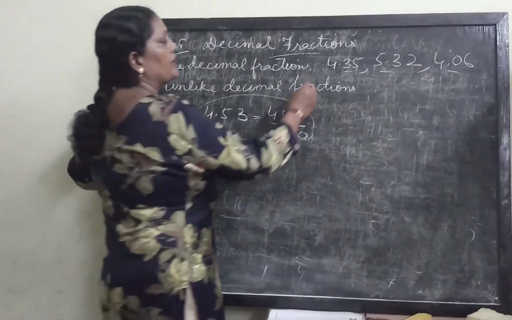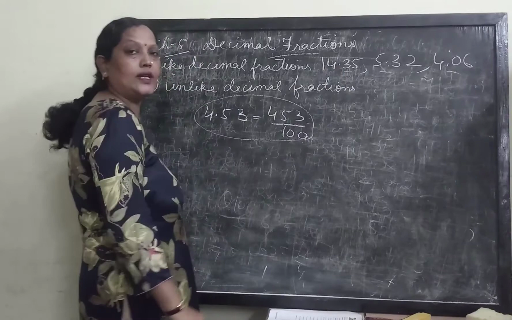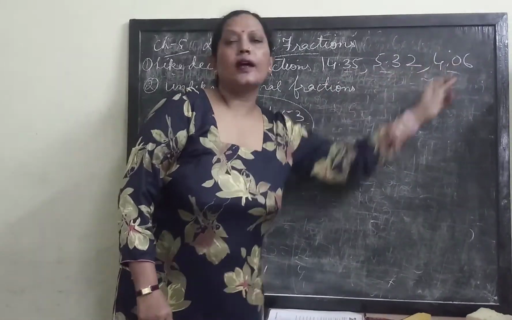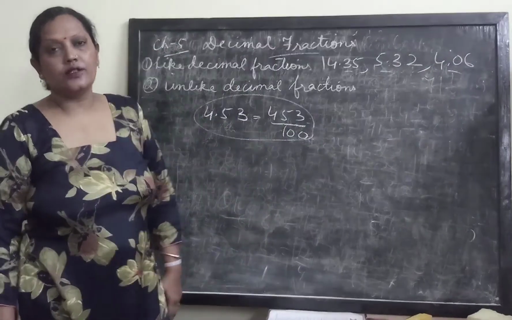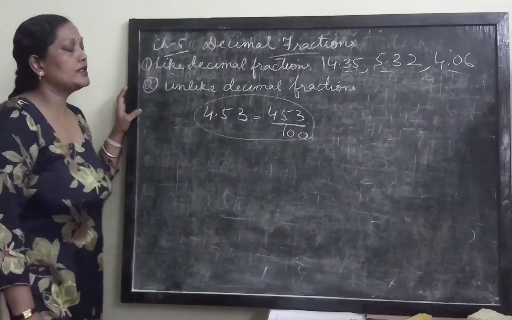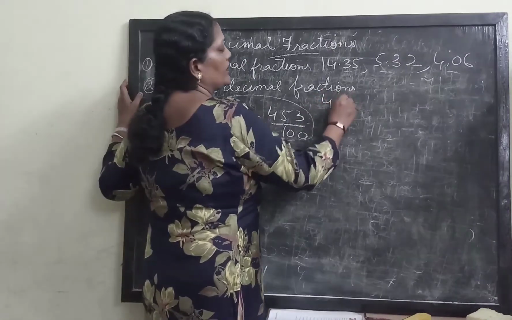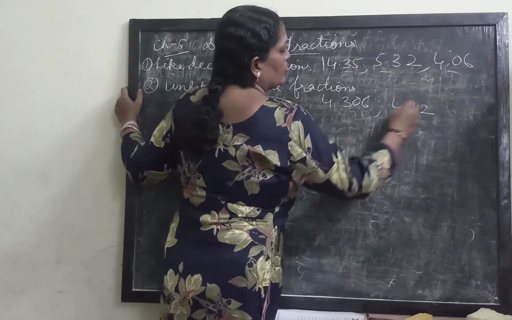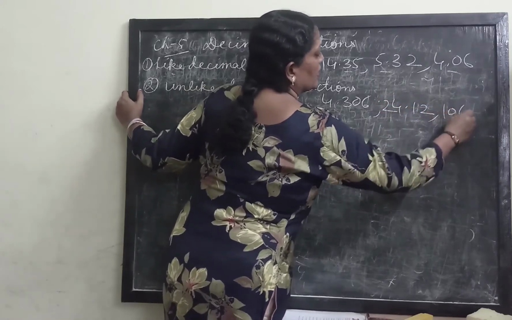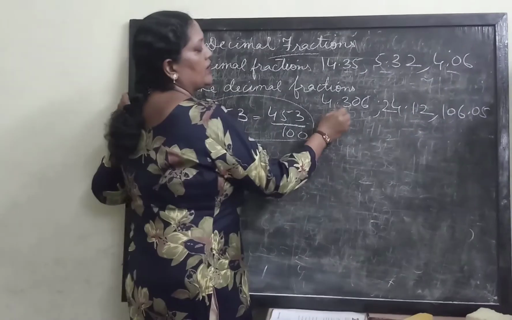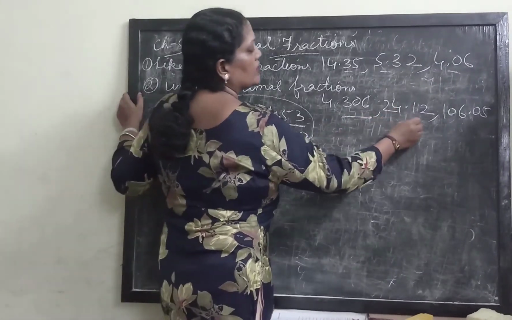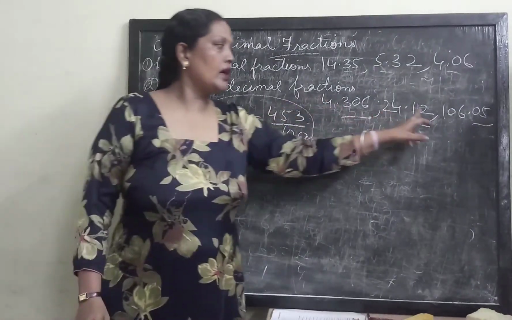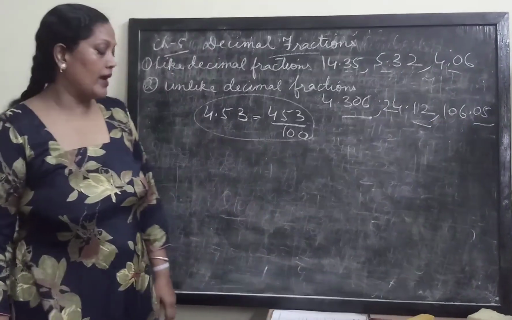It doesn't make any difference if you have 2 digits before the decimal. You only have to look at the decimal part; that should have the same number of digits. Unlike decimal fractions are those in which we have a different number of digits after the decimal. For example, 106.05. See here, after the decimal 3 digits, 2 digits, 2 digits. So they are different, and are known as unlike decimal fractions.